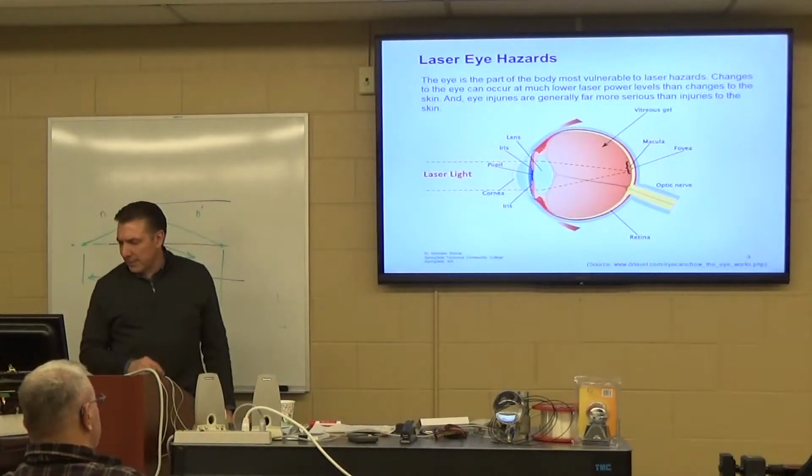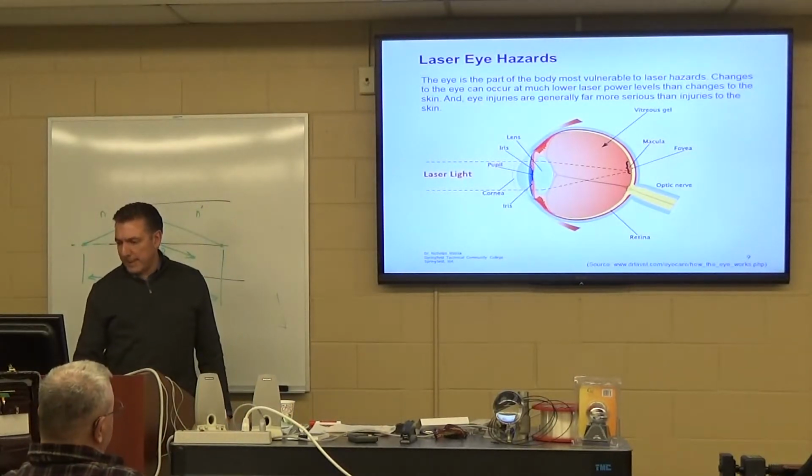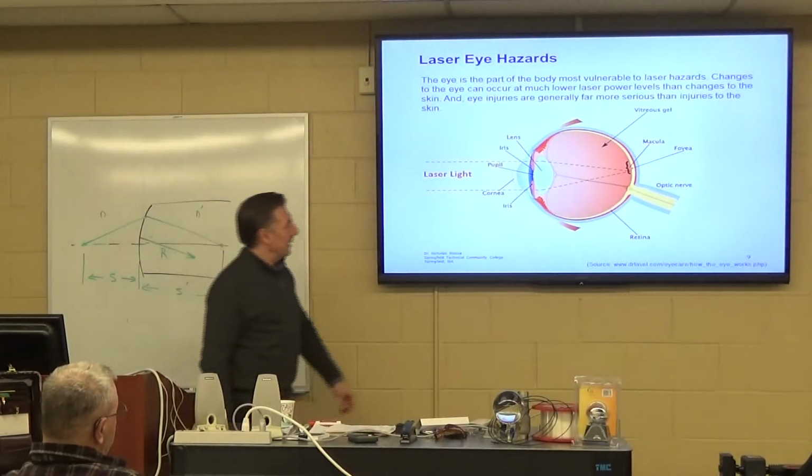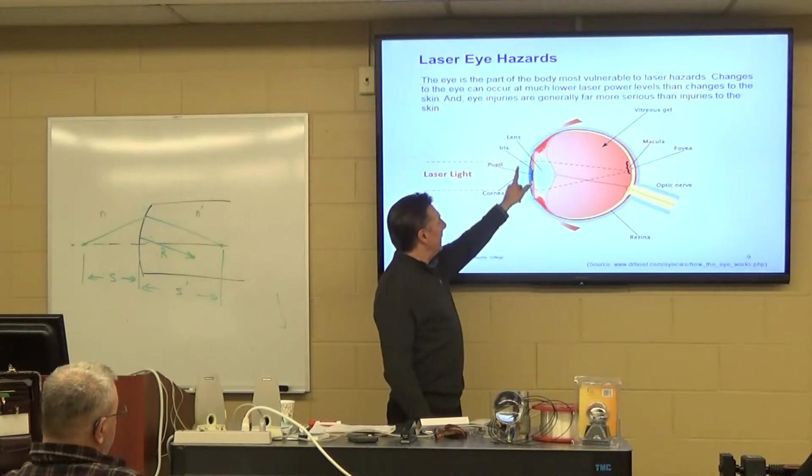So if we look at different parts of the eye, okay, that's a nice picture of the eye. Your cornea is this layer on the outside here.